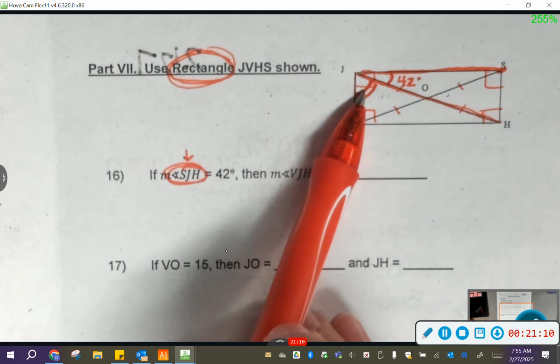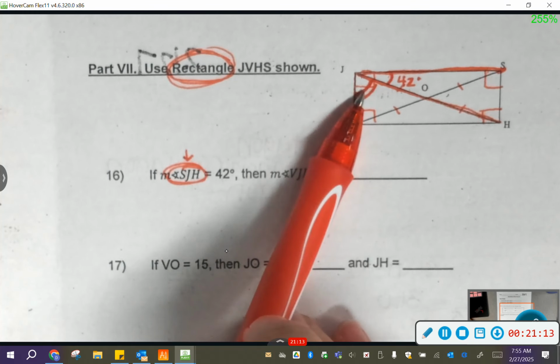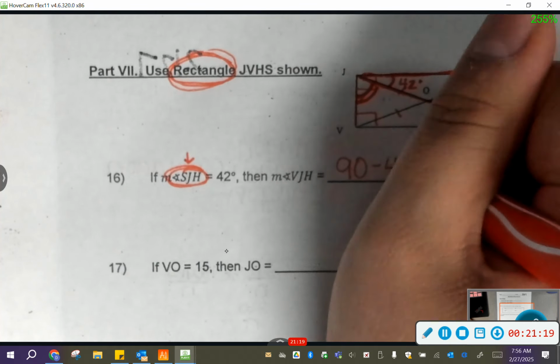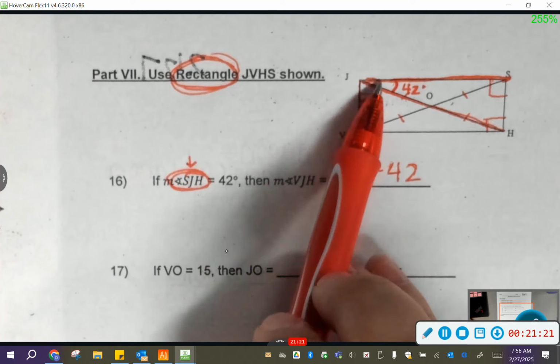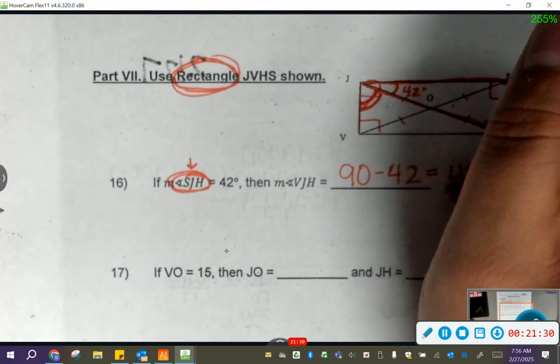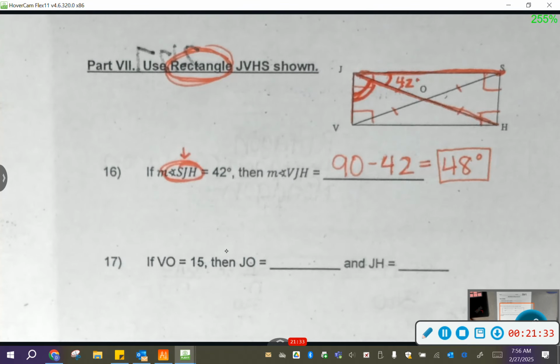How do I figure out what that one is right there? It is not 42. It is 90 minus 42. Because remember, what do these two add up to? 90. And 90 minus 42 is 48 degrees. Please subtract from 90. Don't tell me they're the same, because 42 plus 42 is not 90, and that's what y'all do a lot on accident. If it's a rhombus, they'd be the same, but in a rectangle, they add up to 90.